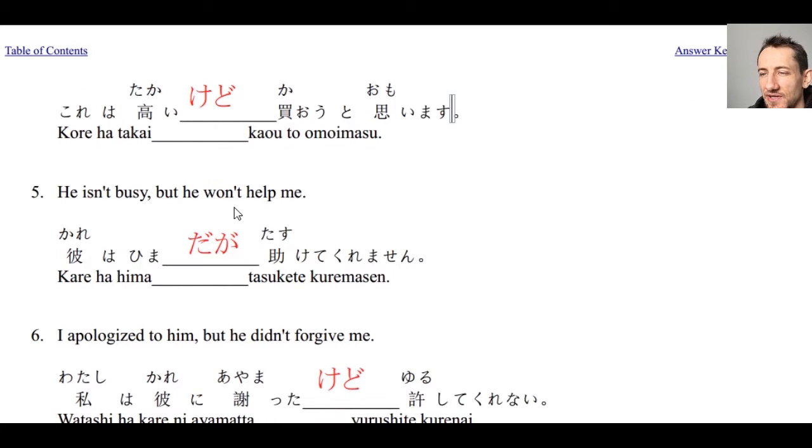He isn't busy, but he won't help me. 彼は暇だが助けてくれません. So remember, 暇 means someone has time, someone is free. So if you say 彼は暇 it means he isn't busy. He has free time. 彼は暇だが助けてくれません.